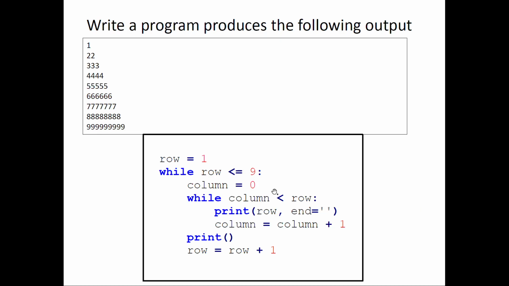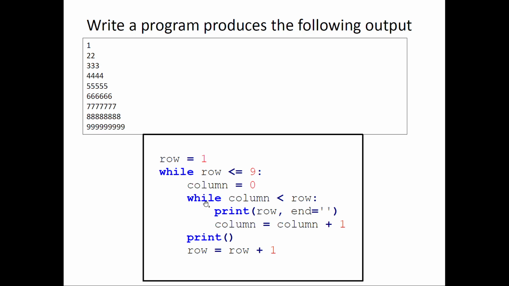This is the solution to the problem that was given to you in the previous lecture. For those who didn't understand it, we initialize the first row to be the number 1, and then while the row is less than or equal to 9, which means we include 9 in our iterations, we set the column to be 0. Remember, when we started this course, we said that we should start counting from 0.